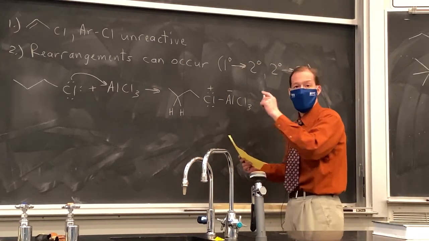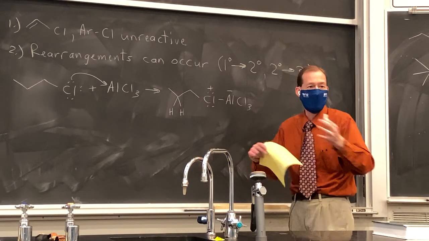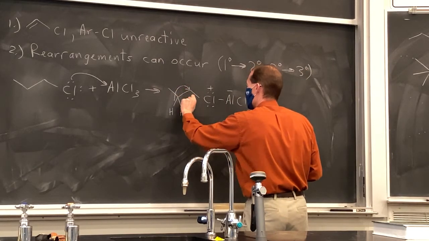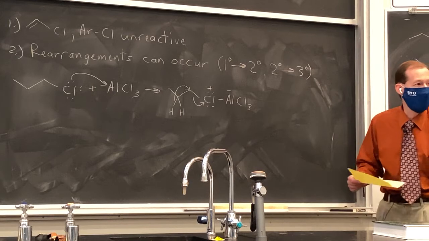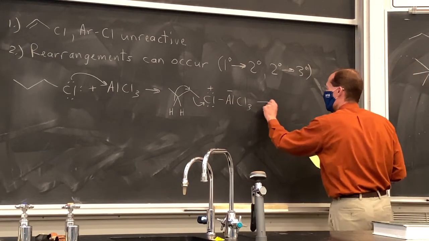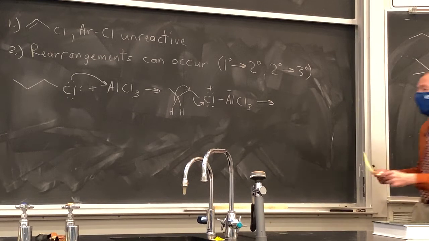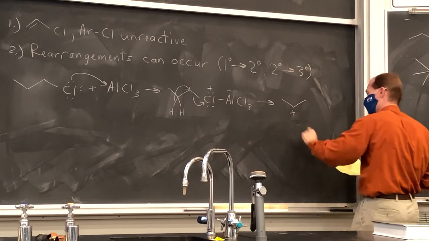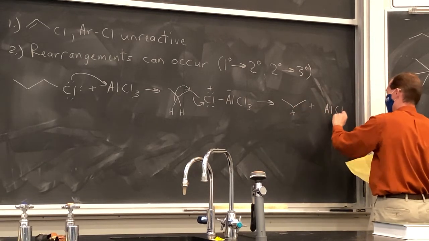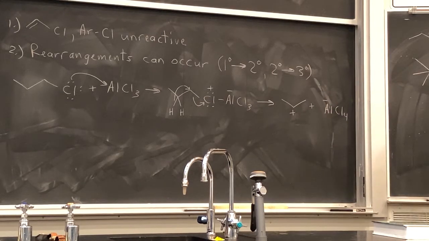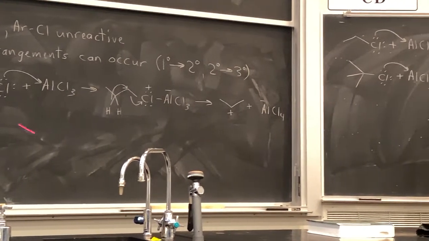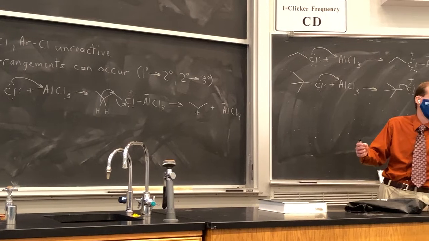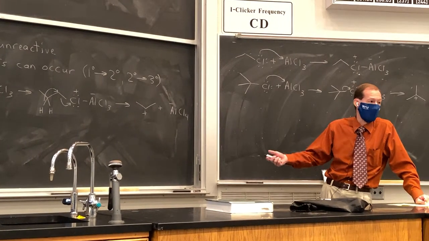And we can have a 1-2 shift of a beta hydrogen concerted with cleavage of the carbon-chlorine bond. So we can have this hydride migrate at the same time as we cleave our carbon-chlorine bond. And that allows us to go directly to a secondary carbocation. The positive charge will be on this carbon. Okay. And then we have our AlCl4 byproduct. Okay. So by having the hydride shift occur simultaneous to carbon-chlorine bond cleavage, we directly form a secondary carbocation because we're rearranging at the same time as we're forming our carbocation.